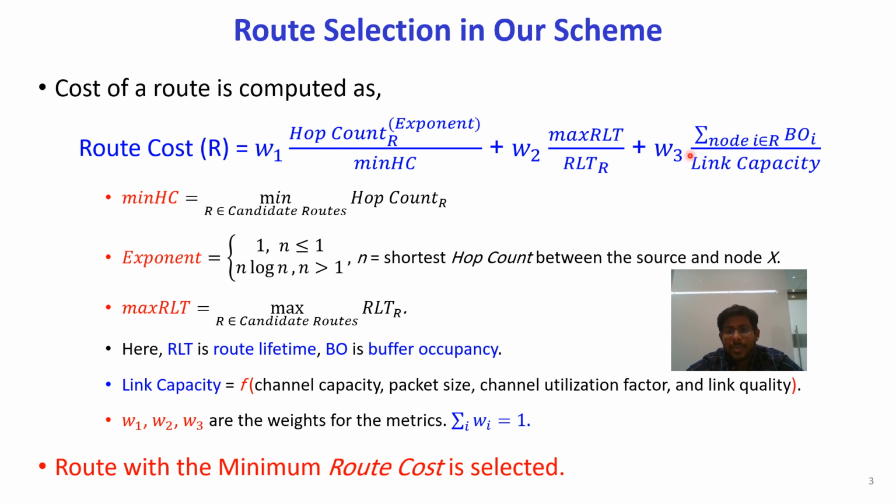Link capacity is the maximum number of packets that a node can service per second, and it is a function of channel capacity, packet size, channel utilization factor, and link quality. Overall, we want a route with a low route cost.